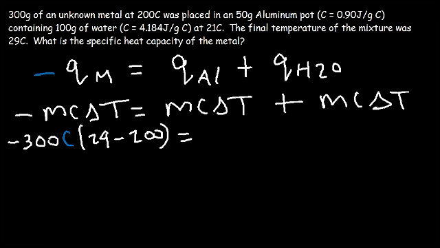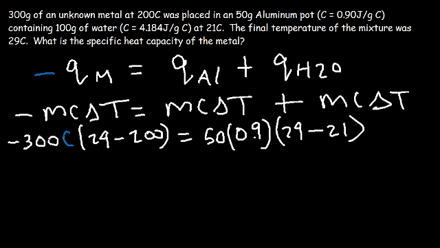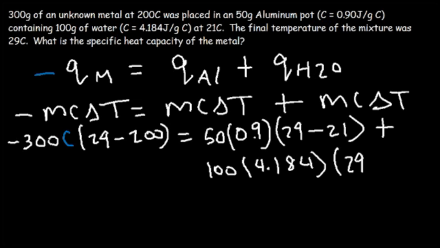Now the mass of aluminum metal is 50, the heat capacity is 0.9, and the temperature change is final minus initial, so 29 minus 21. For water, the mass is 100 grams, the heat capacity is 4.184, and the temperature change for the water is the same as that for aluminum. It's the final temperature of 29 minus the initial temperature of 21.